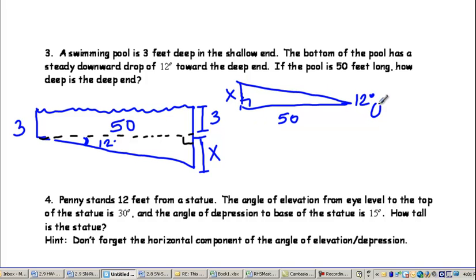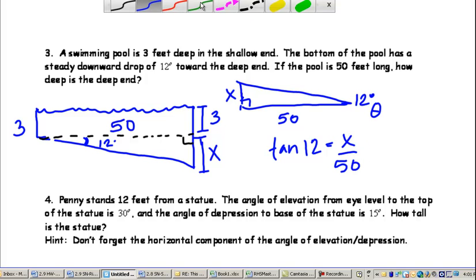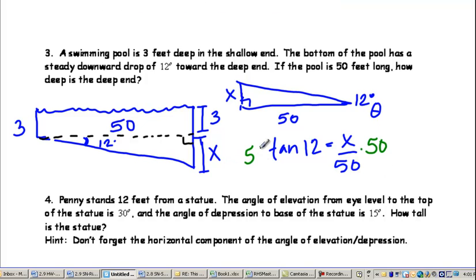Okay, so 12 is our theta. We're looking for our opposite side and we have our adjacent. So that means we are going to use tangent of 12 equals x over 50. And the more practice you guys do with these, the easier this is going to become. Okay, so we're going to get rid of the 50, you multiply on both sides, and you get x is equal to 50 tangent of 12. Okay, if I go too fast, guys, press pause so you can catch up.